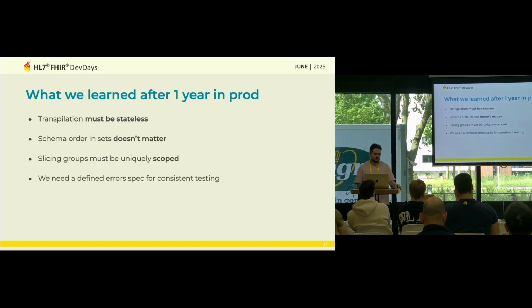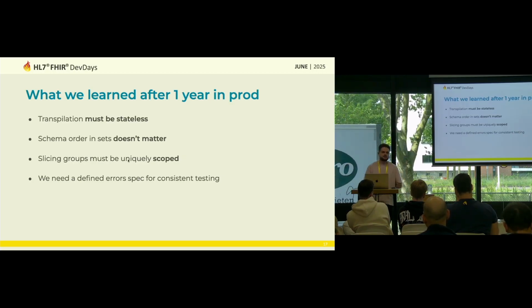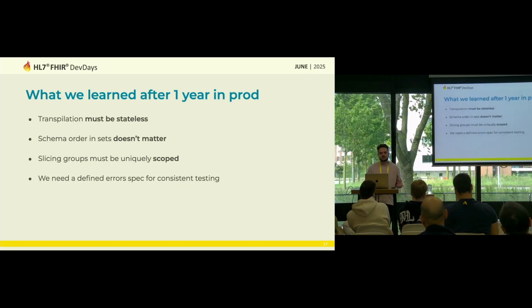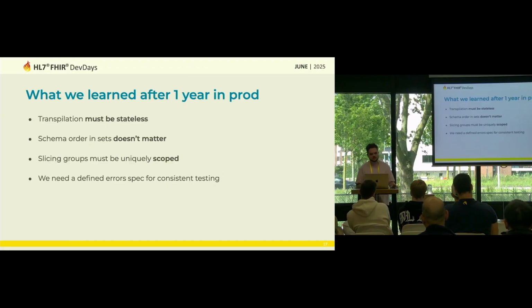And schema order doesn't matter. These are really technical details. One of them is really interesting, about slicing groups. They must be uniquely scoped, because whenever you try to validate multiple profiles, slice names are not unique, and you need to introduce this slicing group level scoping. And we need a defined error specification, because we already feel this mess in tests, where we produce different error messages, and we should unify it somehow.